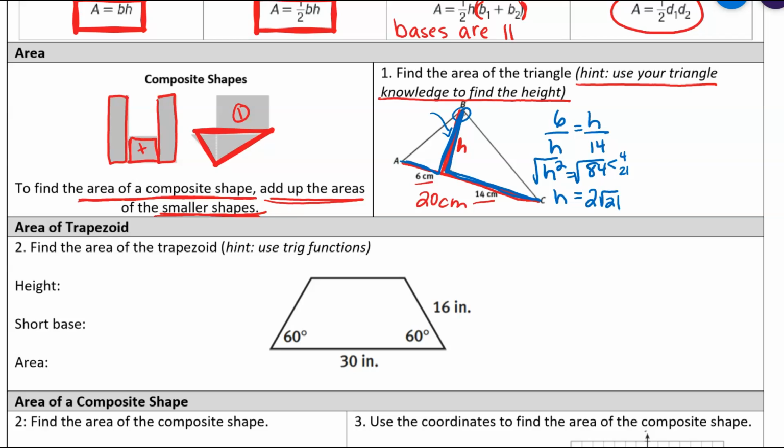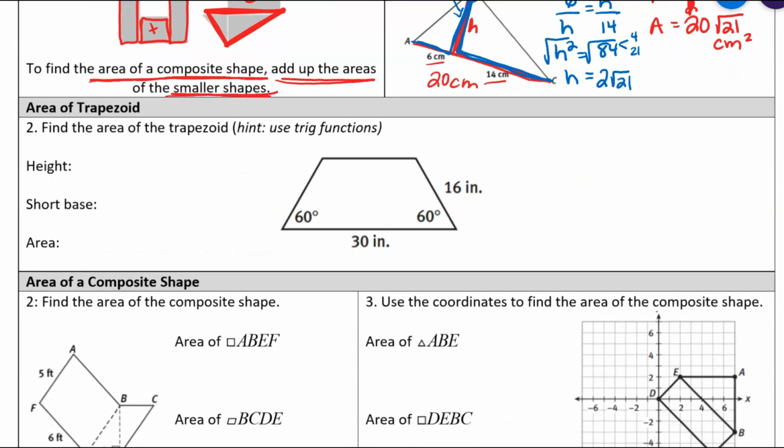Now, the question says find the area of the triangle. So the area is 1/2 the base of 20 times the height of 2 square root 21. So 1/2 equals, the 1/2 will cancel out with this 2. So 20 square root 21 centimeters squared. Always remember your units. Now, question 2 says find the area of a trapezoid.